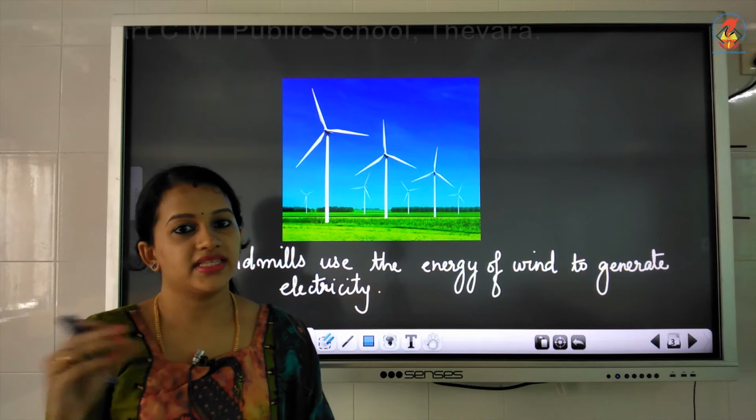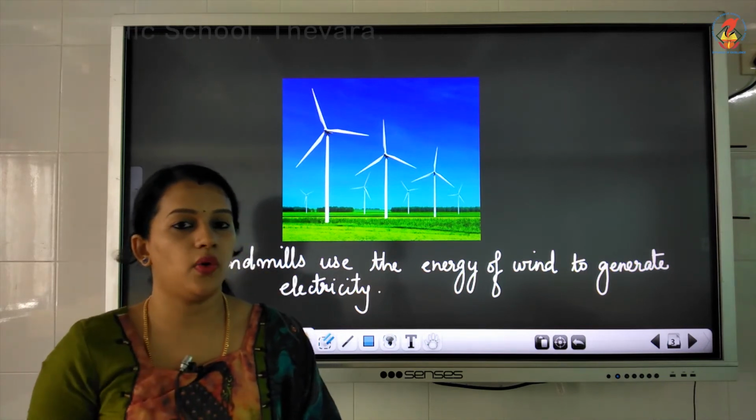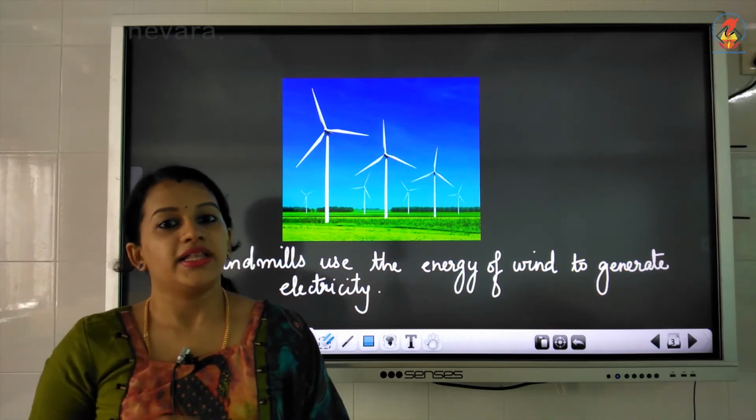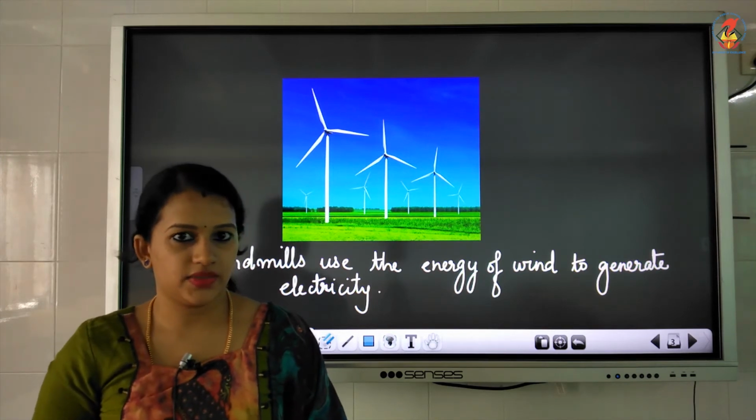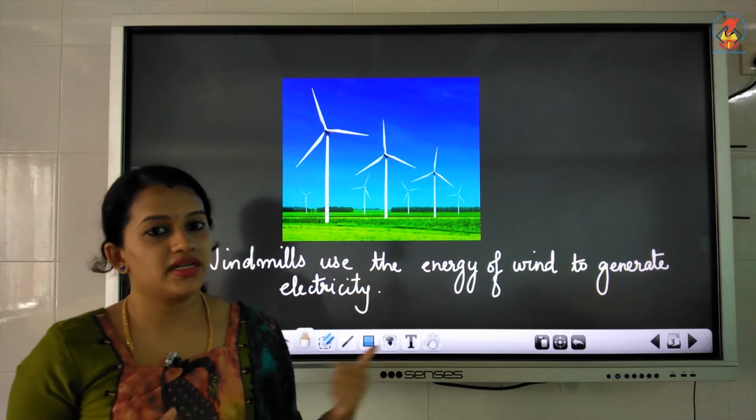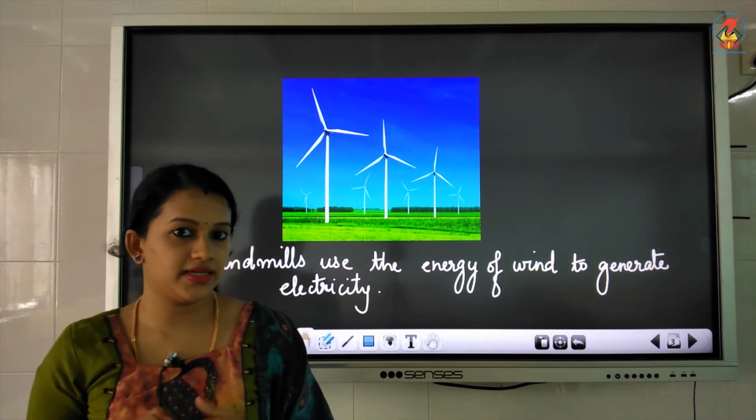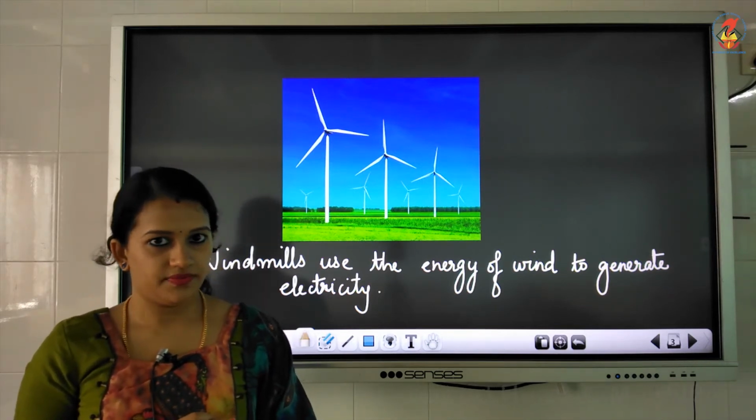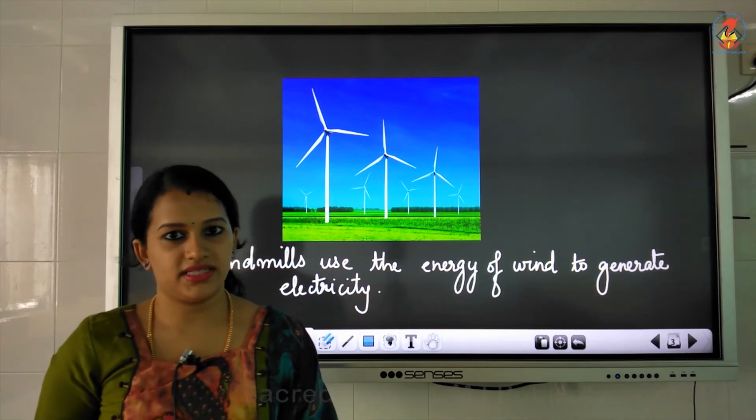That is how human beings use the gifts of nature. They converted these gifts to satisfy their needs. One example is the wind energy. The human beings constructed windmills so that they could use the wind energy to generate electricity.